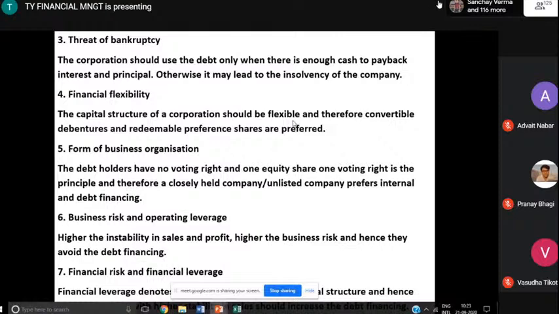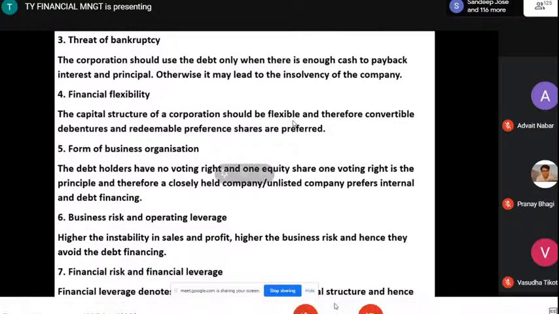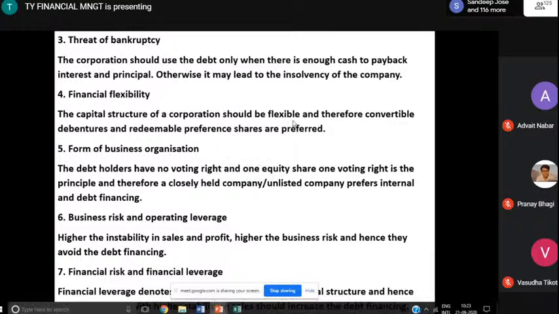Financial flexibility. What are the examples? Convertible debentures and redeemable preference shares. Tell me what do you mean by redeemable preference shares? Redeemable. मतलब बोलो redeemable का मतलब repayable. After you redeem your preference shares, do you have to pay dividend? No. Right? Yes. Next. Form of business organization. Type of business organization.